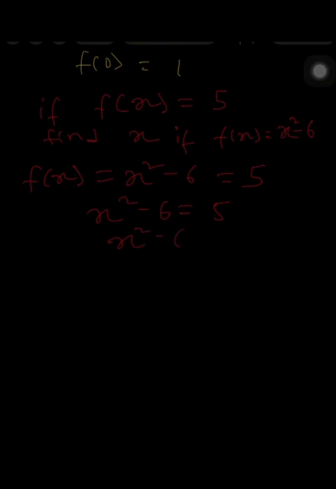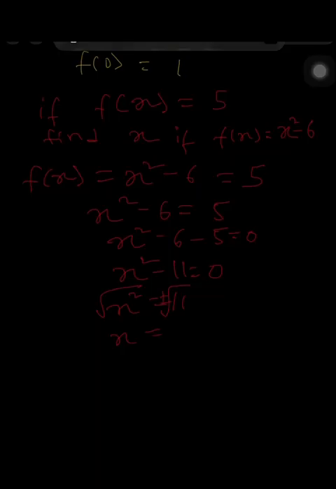So that x squared minus 6 minus 5 is equal to 0. x squared minus 11 is 0. x squared will be 11. And x, taking the square root of both sides, will be plus or minus square root of 11. That is the solution.